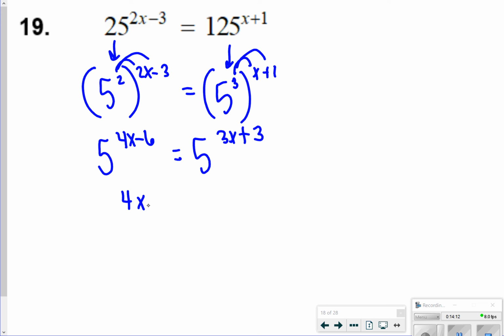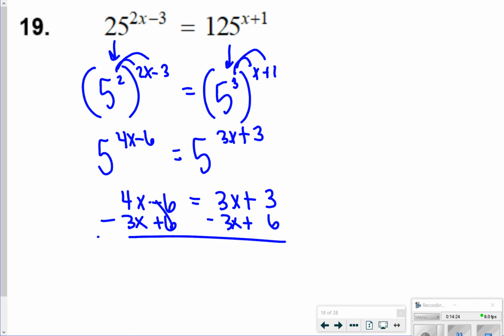Now I can go ahead and set 4x minus 6 equal to 3x plus 3 because they have the same base, and we'll be ready to go ahead and solve for x. I'm going to move my x's to the left side, constants to the right side. I get x is equal to 9.